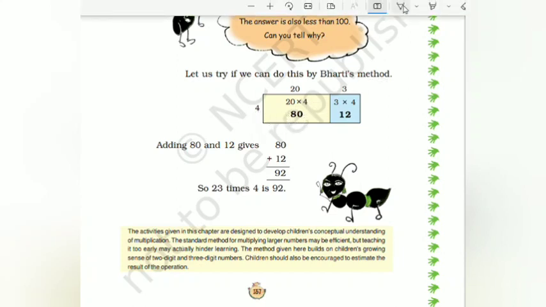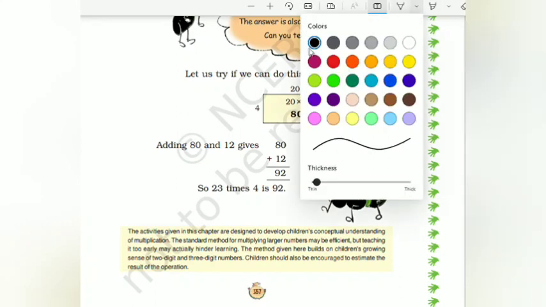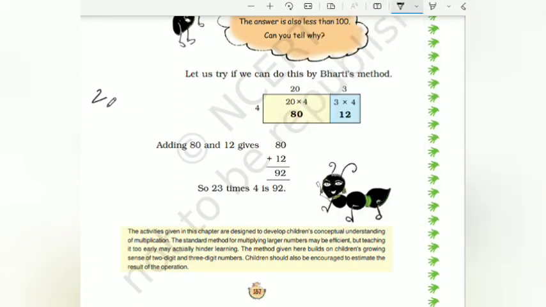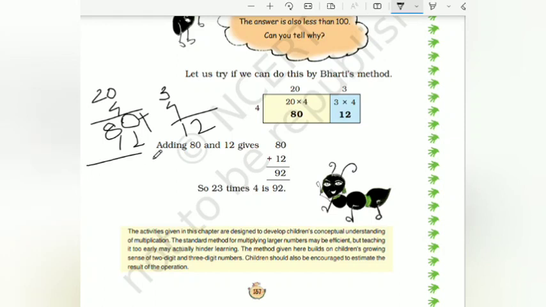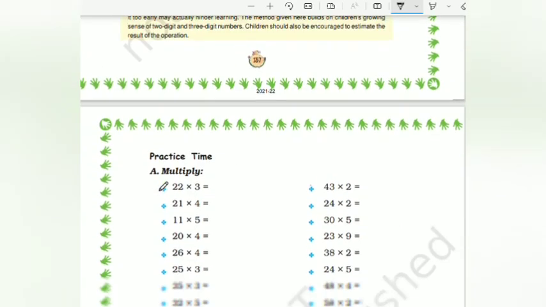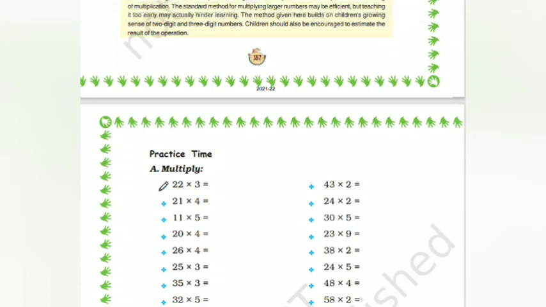So how will you multiply? 20 into 4. How much is that? It is 80. Then what is left? 3. 3 into 4, how much? It is 12. Adding 80 and 12, what will we get? We will get the answer as 92. Okay. If you are not understanding, see this video 2 or 3 times.